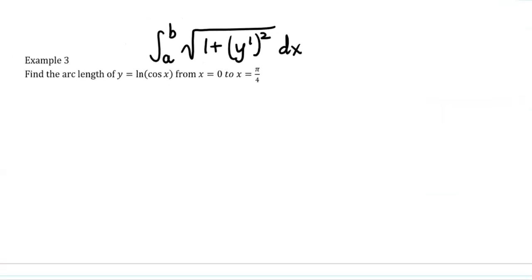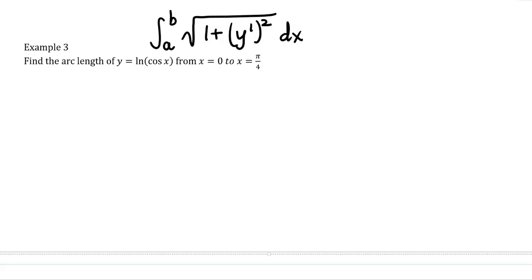Okay, on to our third example. Find the arc length. We have a curve, and we have 2 x values that we want to stay in between. I will just write off to the side here. We will integrate this from a to b and take the square root of 1 plus y prime squared dx. It might be dx, it might be dy. We'll see what's going to happen as we get into it.